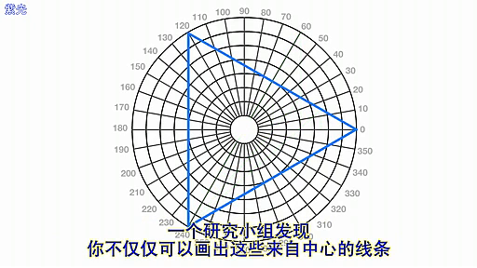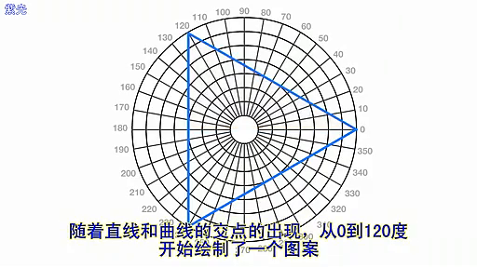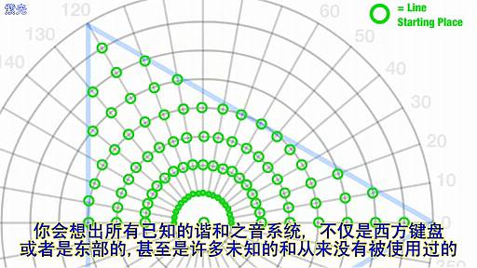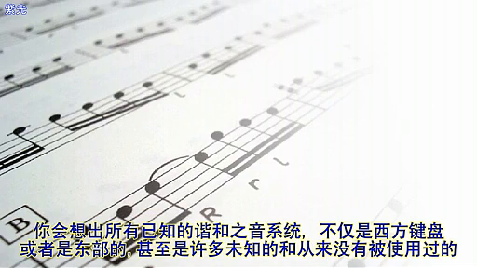A research team found that you can draw these lines not only from the center, but from any nodal points inside the upper half of the triangle, and you'll come up with all known harmonics in existence. Basically, this means that anywhere the straight line and curved lines on the polar graph cross from 0 to 120 degrees and start making the pattern, you will come up with all known harmonic systems. Not only the Western keyboard, but the Eastern, and even many unknown systems that have never been used.